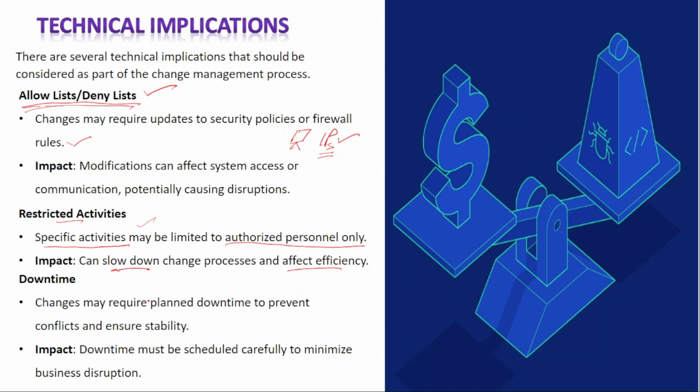Downtime: changes may require planned downtime to prevent conflicts and ensure stability. As we studied, the changes should be carried out in a maintenance window so that there is minimum disruption and downtime. The impact is that downtime must be scheduled carefully to minimize business disruption. As we studied, it should be done during the maintenance window.